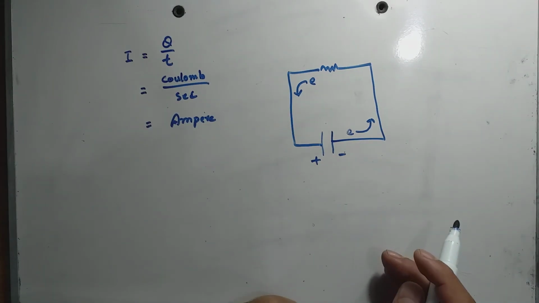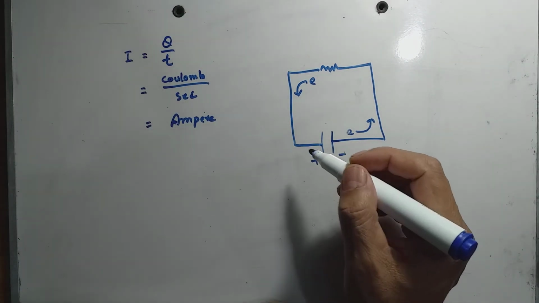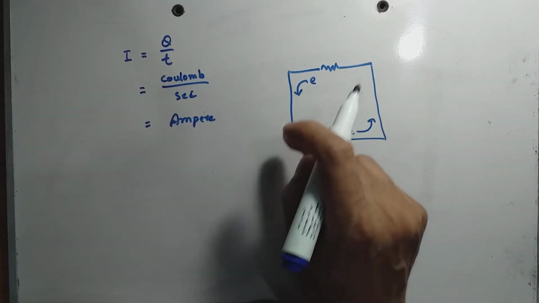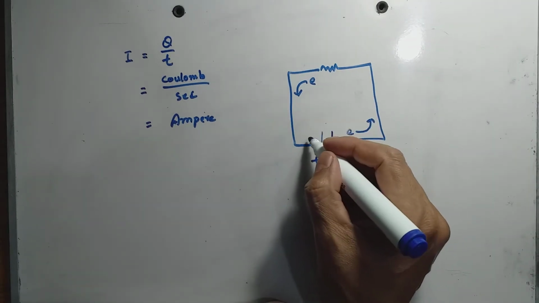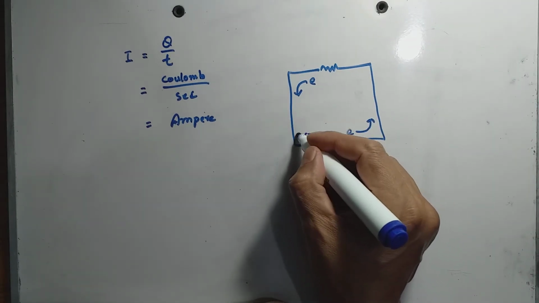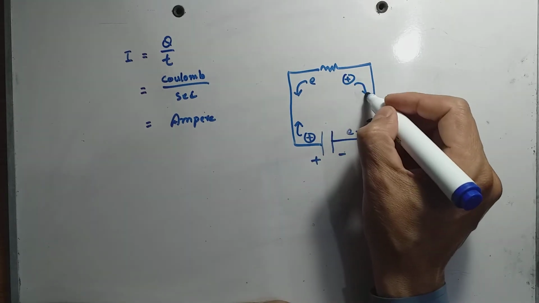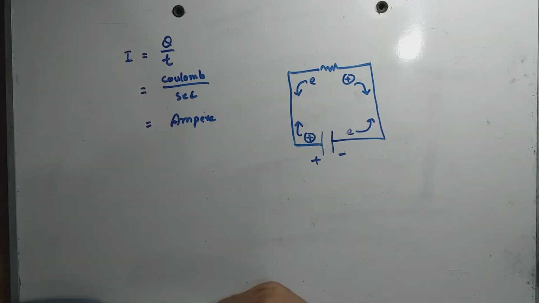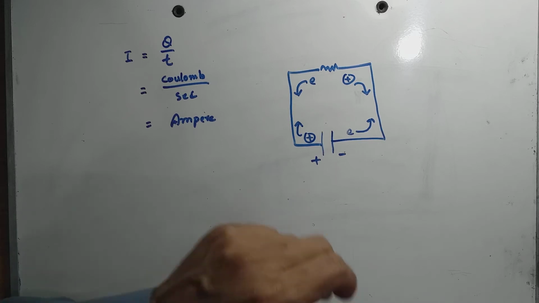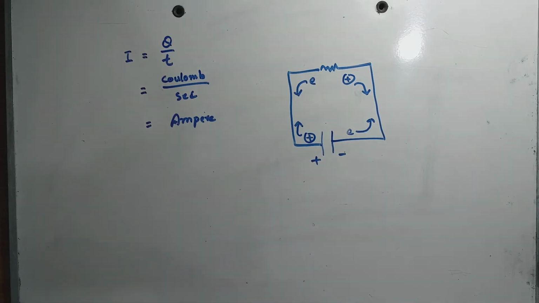But at the same time, the positive charges move from the positive terminal towards the negative terminal, and this current is called the conventional current. Actually, this is the old belief, but it is still in use. So the current due to positive charge is called the conventional current.